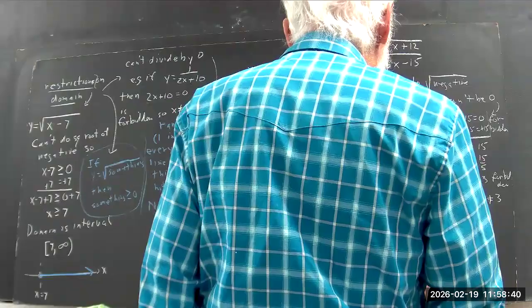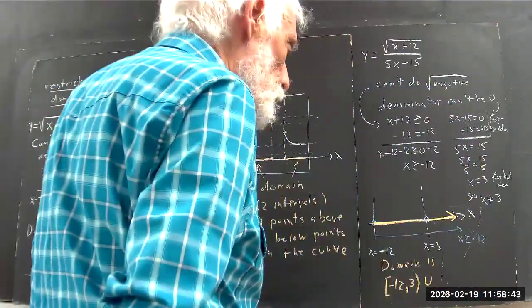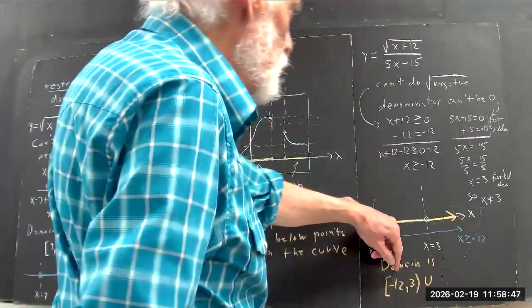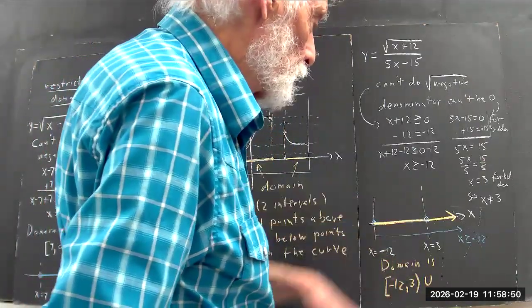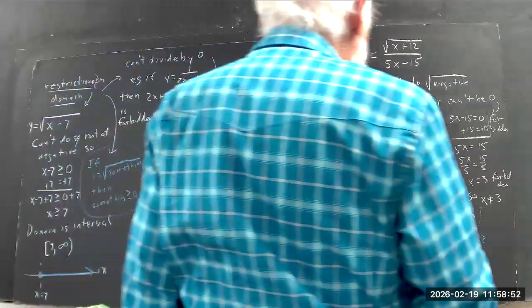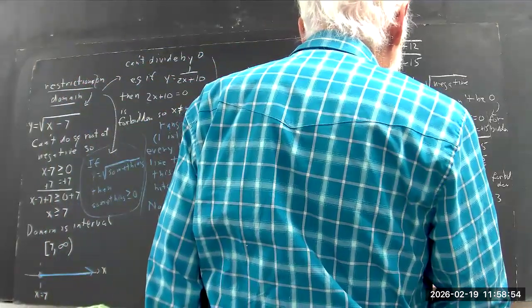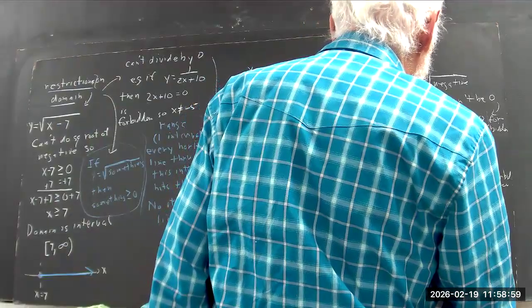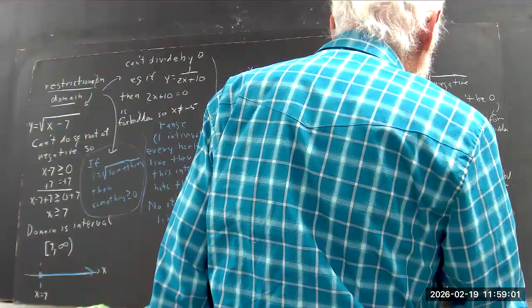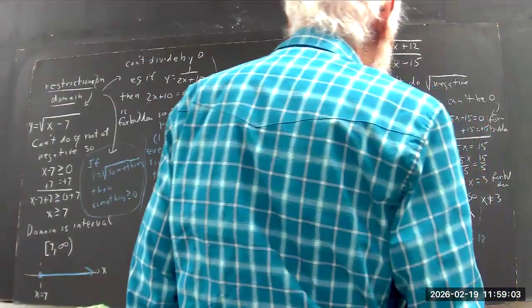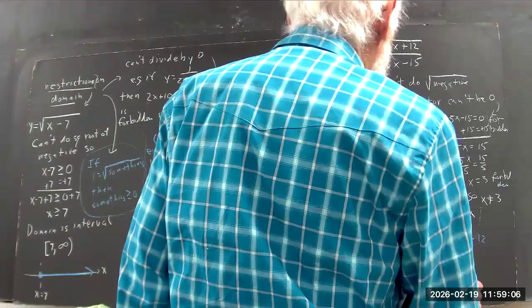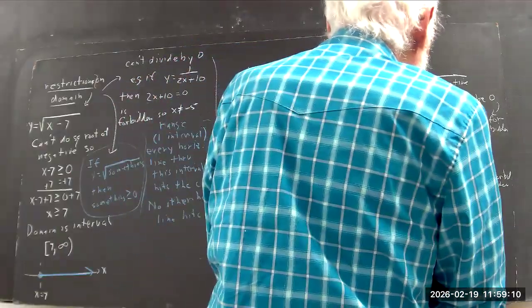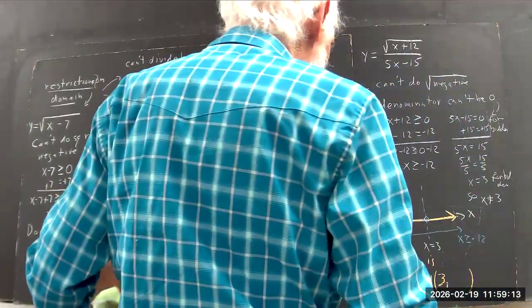Then I say union with, and that just kind of means or. X can be between negative 12 and 3, but not including 3, or anything from 3 to infinity. That's such a bad looking infinity, but this chalk isn't cooperating. I'm going to rewrite it. Everything from x equals 3 to infinity.